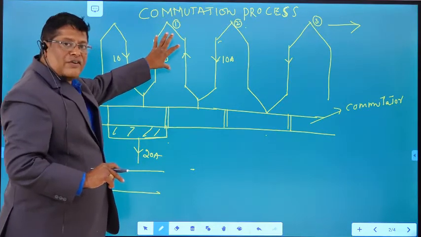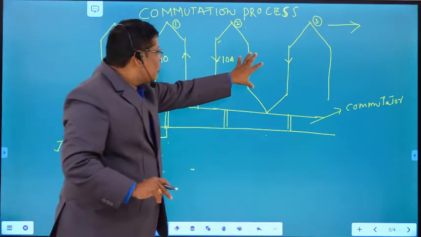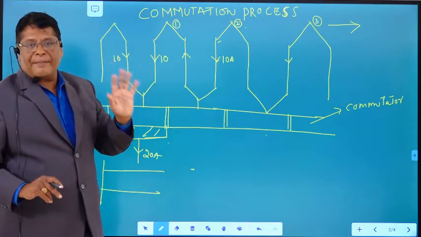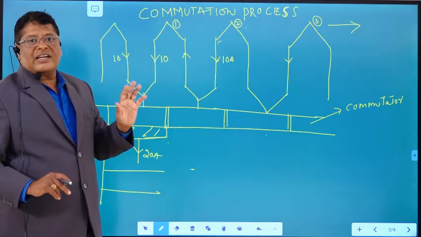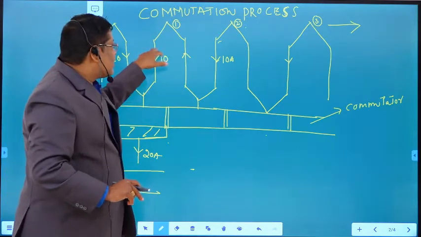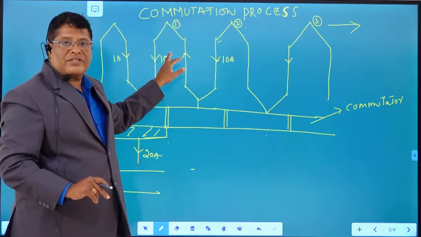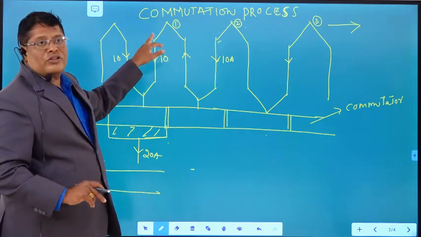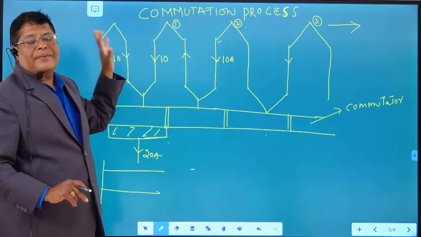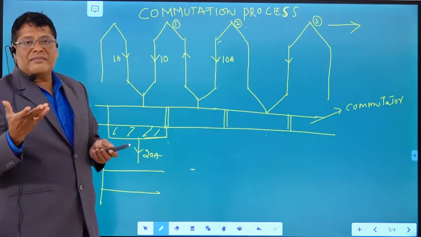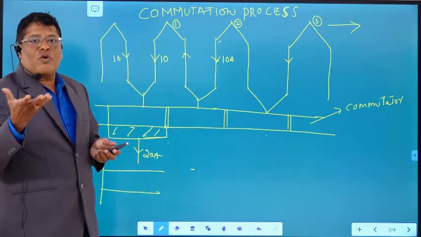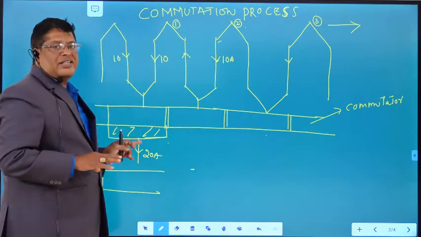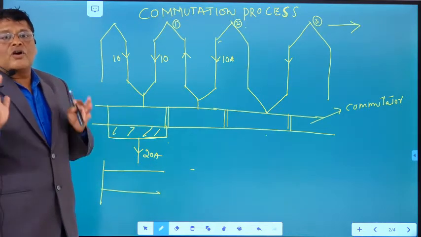But if we observe the nature of current flowing in coil 1, at the first position, coil 1 is carrying a current of plus 10 amperes. In the second and third positions, the current flowing through coil 1 becomes 0. And again in the fifth position, the current becomes minus 10 amperes. Nothing but the direction of the current in the coil changes through the commutator and brushes. This process is nothing but commutation.